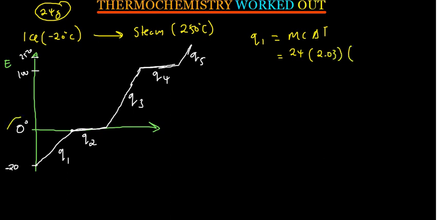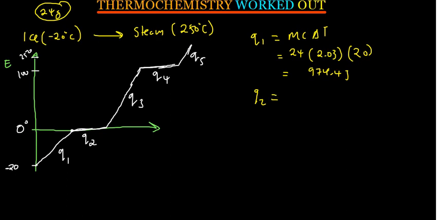Now you find the change in temperature. The final temperature is 0, minus the initial temperature of negative 20. So 0 minus negative 20 will give you positive 20. If you do the multiplication, you are going to get about 974.4 joules. And then now you need to find the second energy.